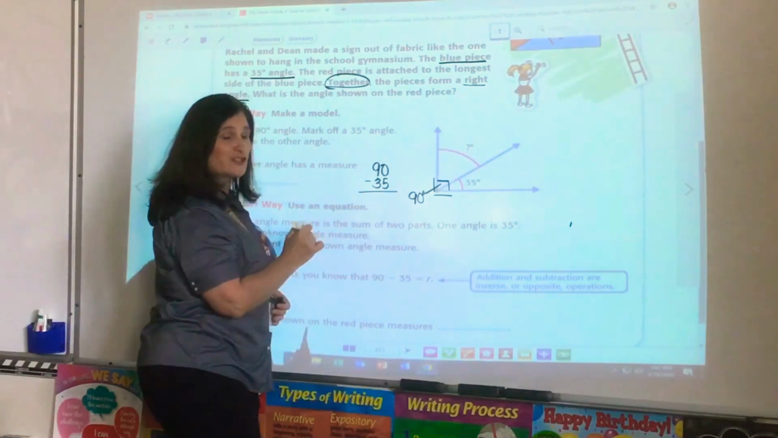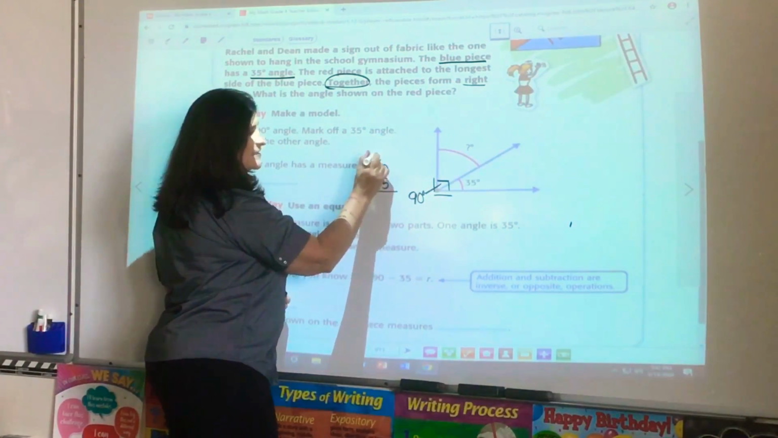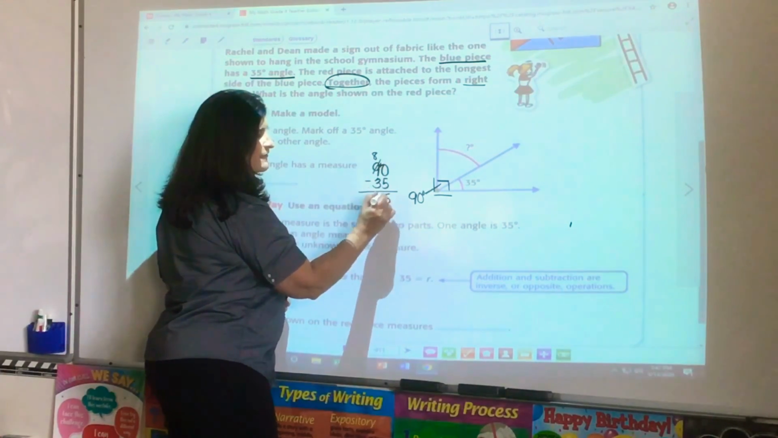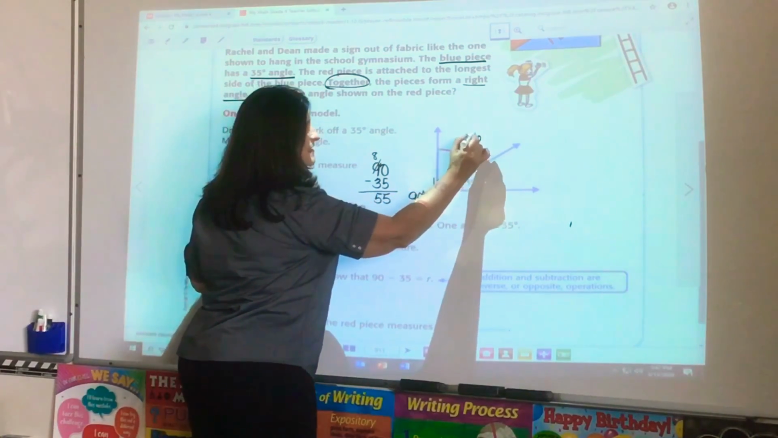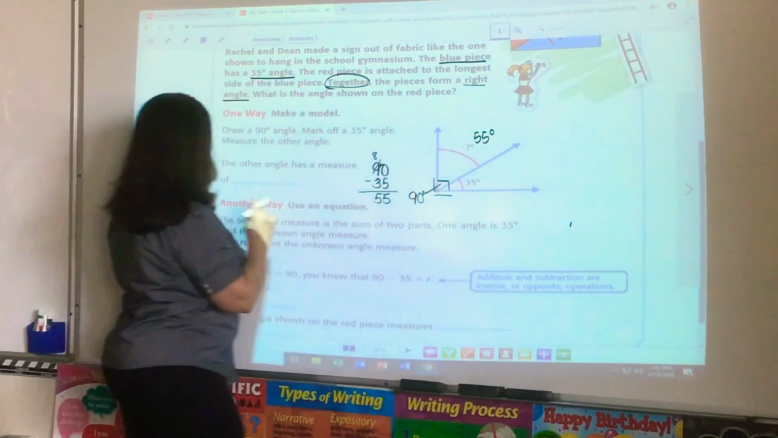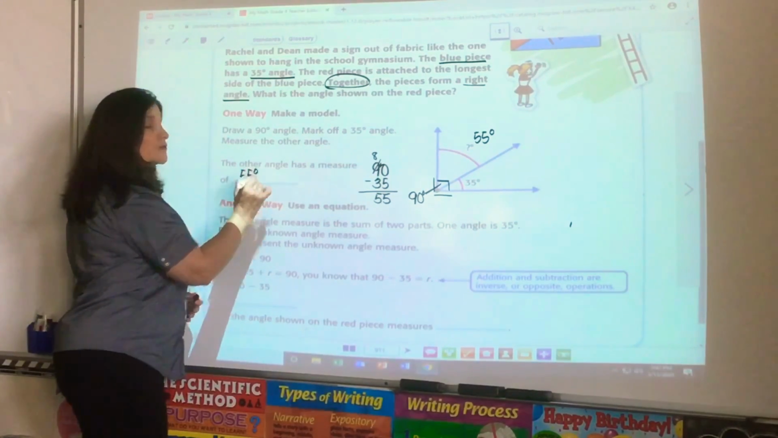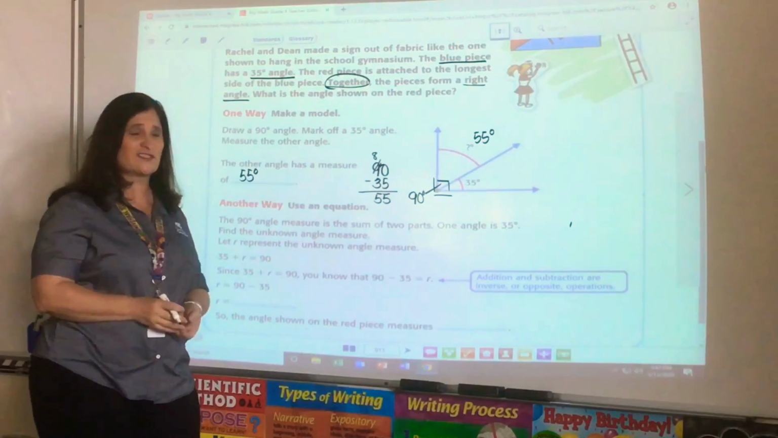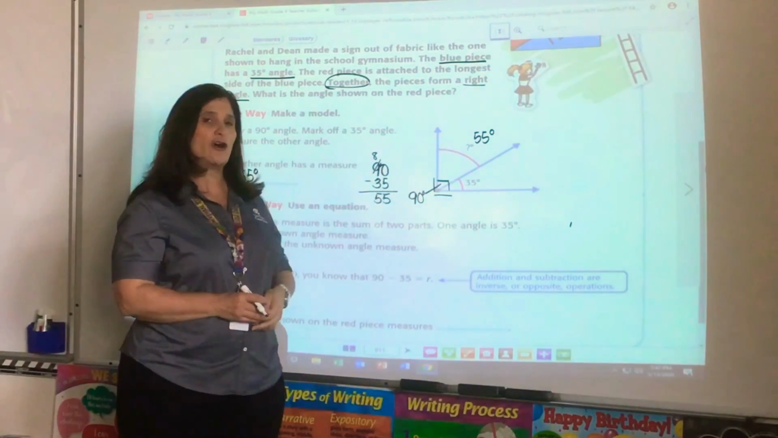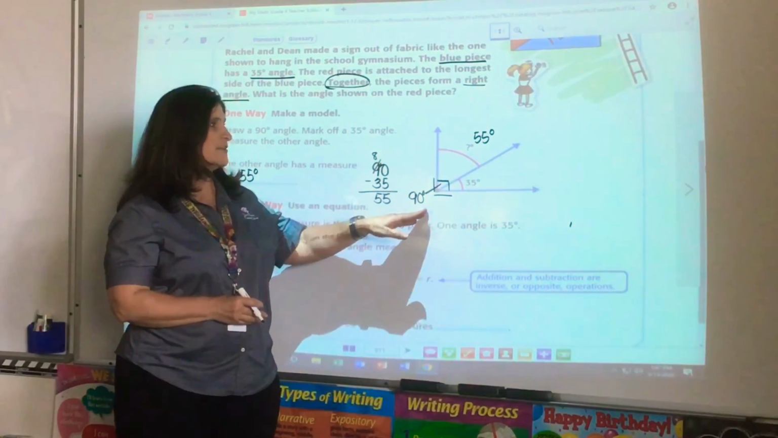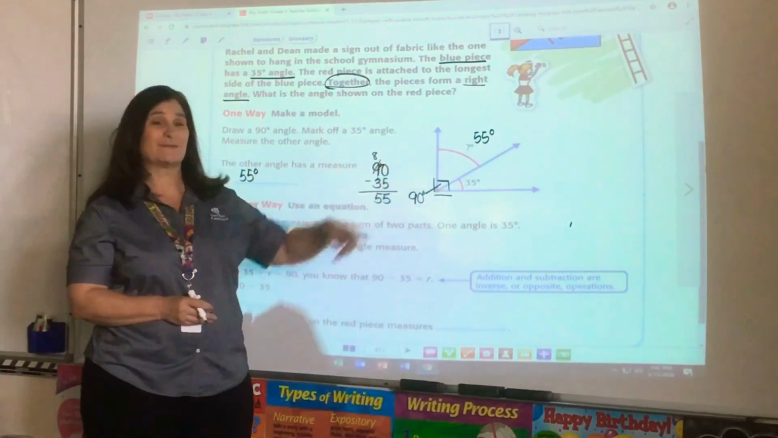we're going to create a subtraction problem, because we know together they're 90 degrees. So this is 80, 10, and 5, 8 minus 3 is 5. So that is going to give us this as 55 degrees. So the other angle has a measure of 55 degrees. That's one way you could solve it. And yes, we know together you need to add to get to the 90 degrees, but you're going to use subtraction to get to what's missing.